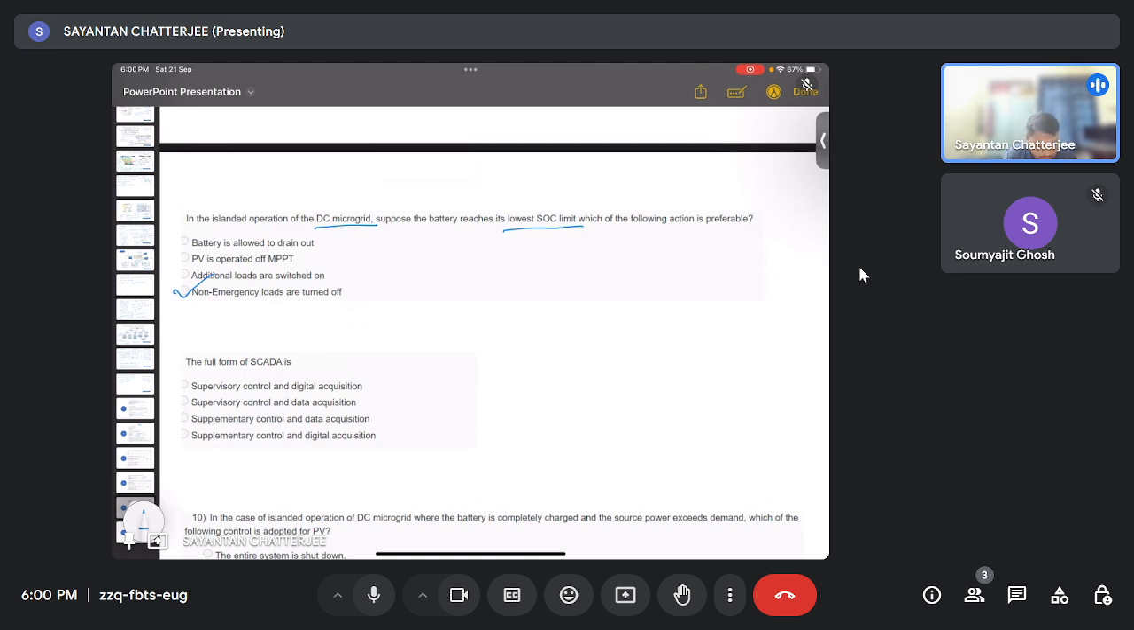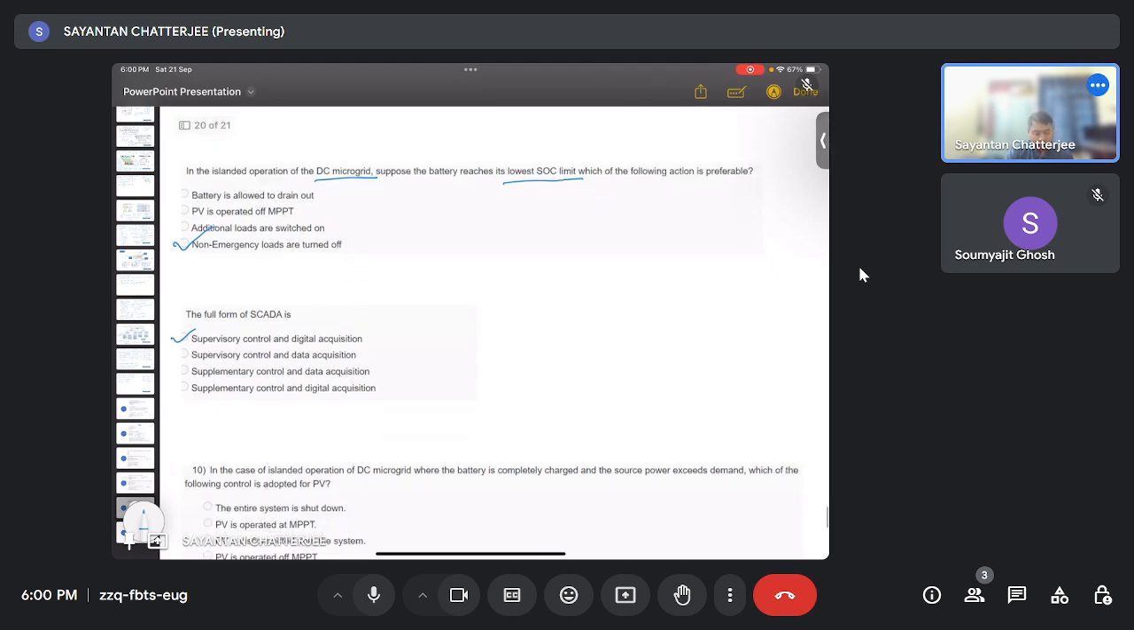Full form of SCADA: we have discussed previously, supervisory control and data acquisition. We all know. Oh sorry, this one is digital acquisition. I had said data acquisition but it was marked digital.